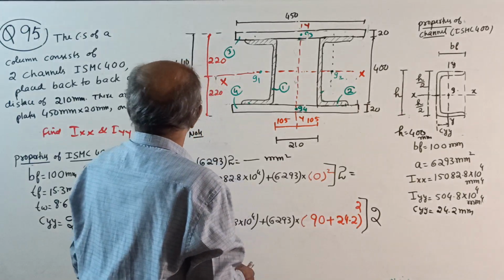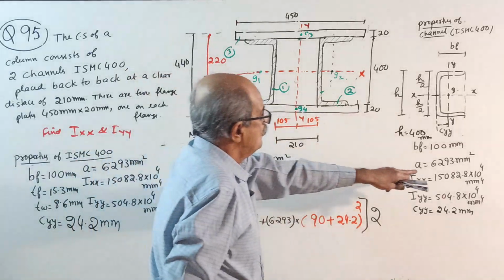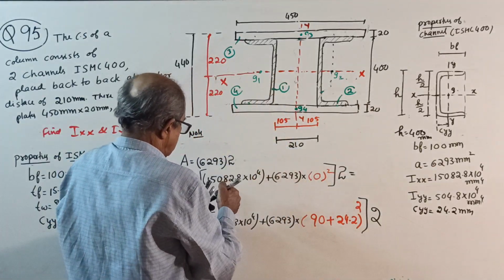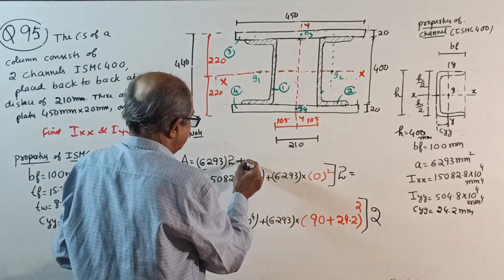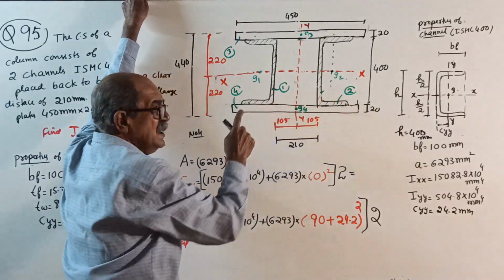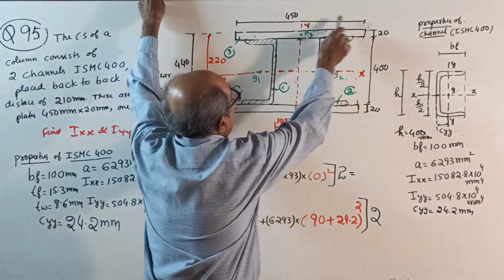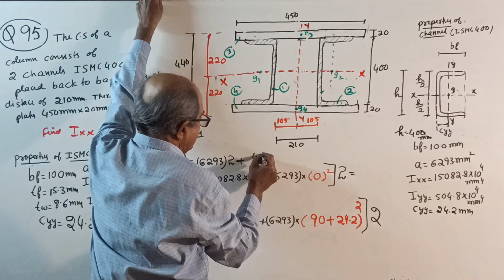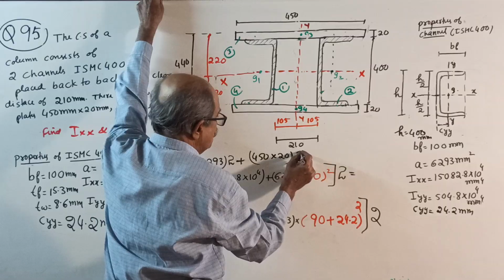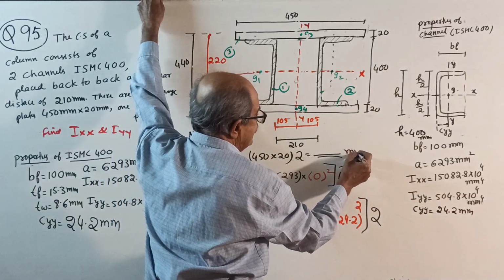Start once again. First, area. I will do for any one of the channels, 6293. Multiply by 2, because you consider any one of the channels, you write one of the channel into 2, plus plate. 450 by 20 is the area of the plate. That also multiply by 2, you get the answer, area in mm square.